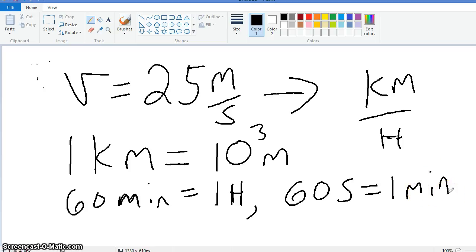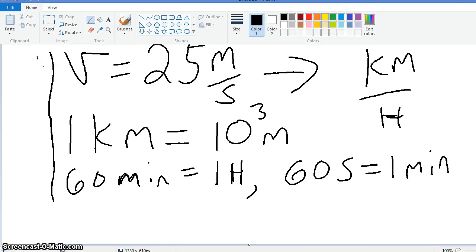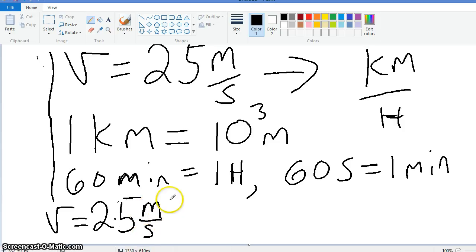Okay, so what we're going to do is, let's scroll down a little bit. We're going to set this up. Here's our velocity is equal to 25 meters per second.